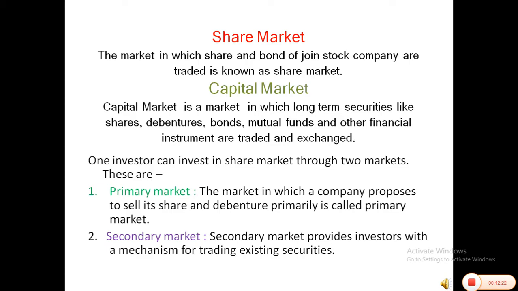An investor can invest in share market through two markets. These are primary market and secondary market. Primary market: the market in which a company proposes to sell its share and debenture primarily is called primary market. Secondary market: secondary market provides investors with a mechanism for trading existing securities.